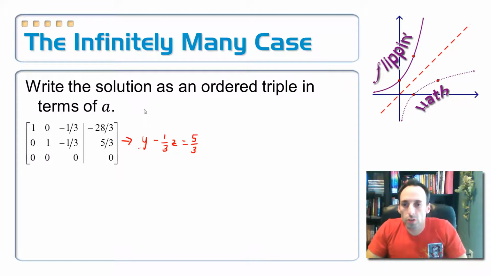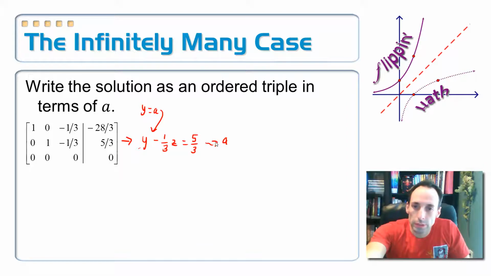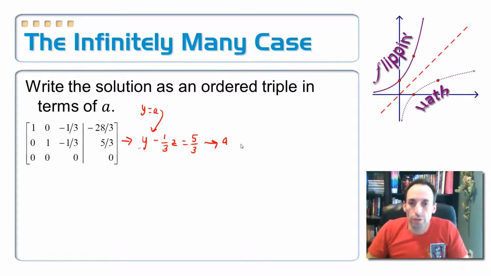So let's choose y is equal to a. I'm going to plug that right in there, and you're going to see why I'm choosing that one in just a second. When I do that, I get a, that's an arrow, minus 1/3 z is equal to 5/3.